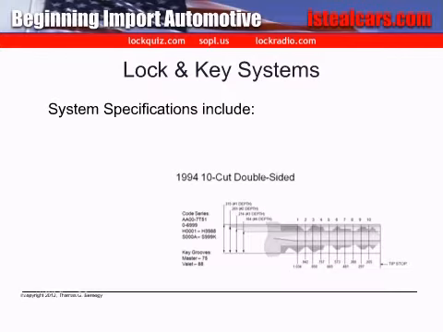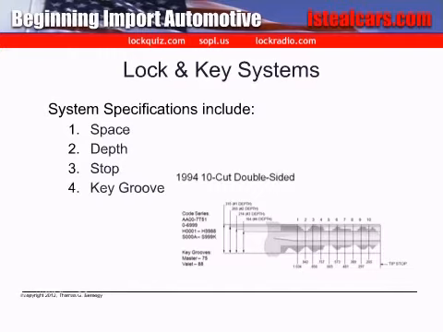System specifications are the dimensional characteristics of the system. This includes information like the number of cuts or spaces that the system uses and the measurements of each space, the number of depths the system uses and the measurements or drop of each depth, the location or position of the stop. The stop is the point from where the distance of the first cut on the key is measured. For automobiles, the stop may be the shoulder or the tip of the key, depending on the system. And finally, the key groove or profile that the system uses.